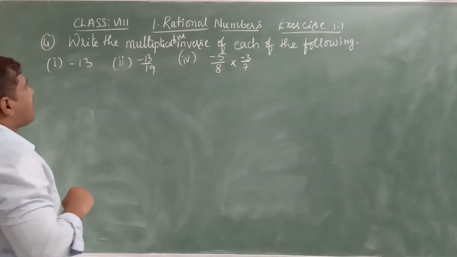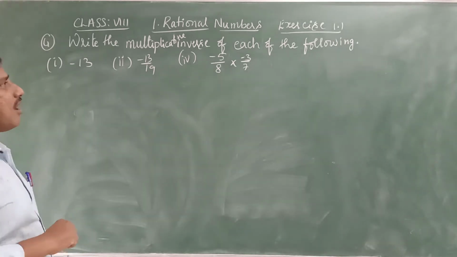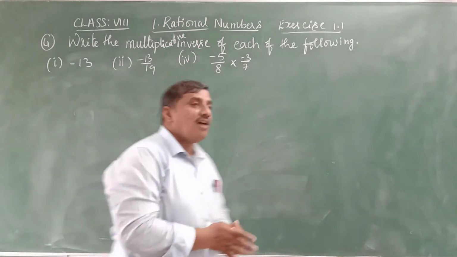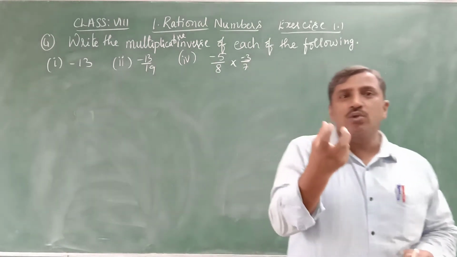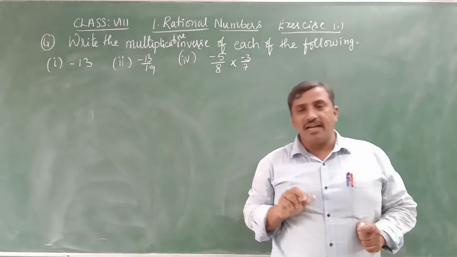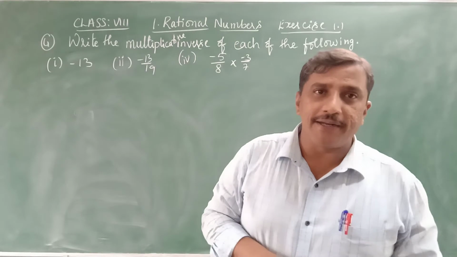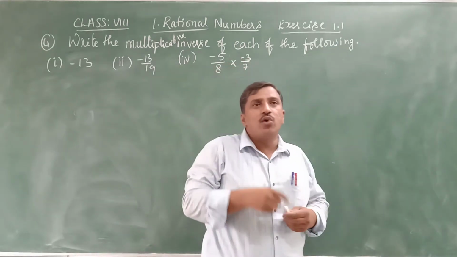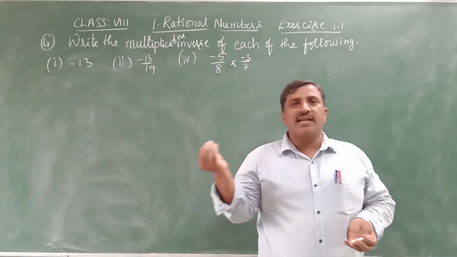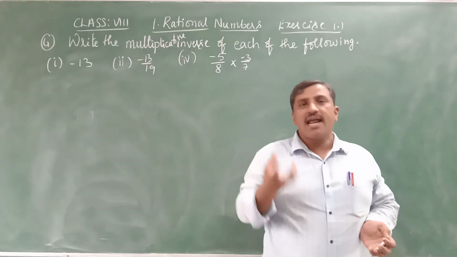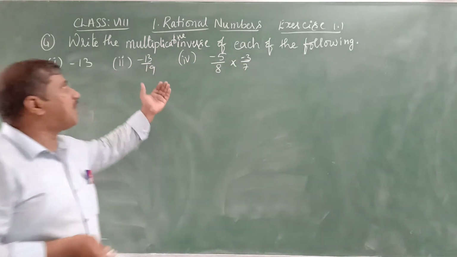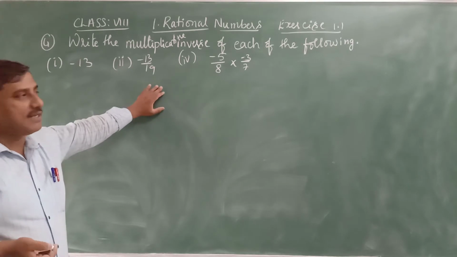Now the fourth bit. Write the multiplicative inverse of each of the following. So what is multiplicative inverse? Yes, when we multiply two rational numbers or two numbers, if their product is 1, then each number is the multiplicative inverse of the other number. So for rational numbers, how do we write the multiplicative inverse? By interchanging the denominator as numerator and numerator as the denominator, we get the reciprocal or the multiplicative inverse. Multiplicative inverse is also known as the reciprocal.